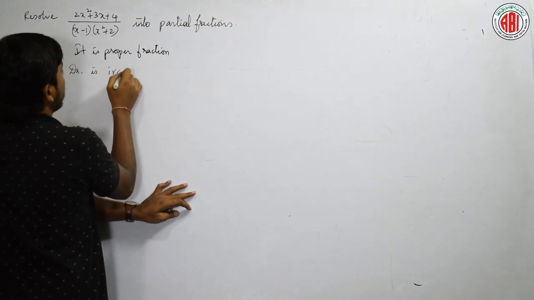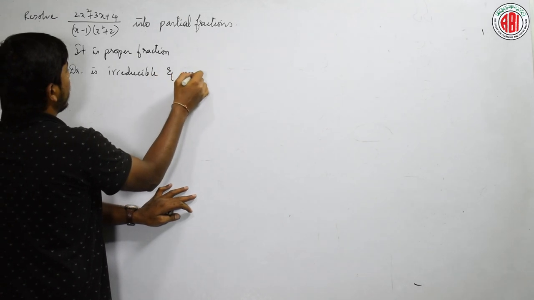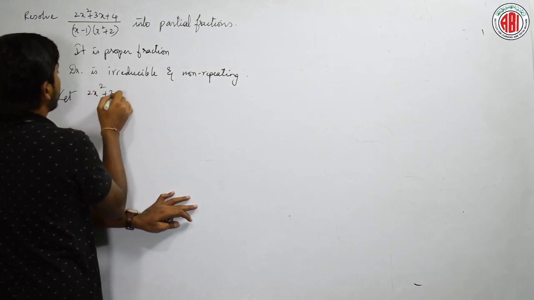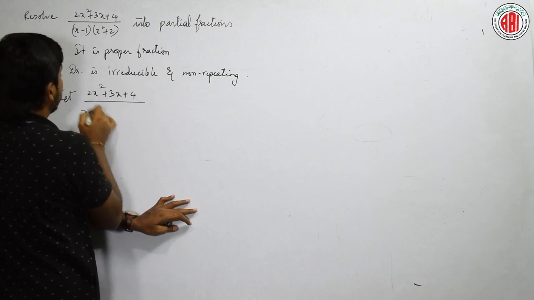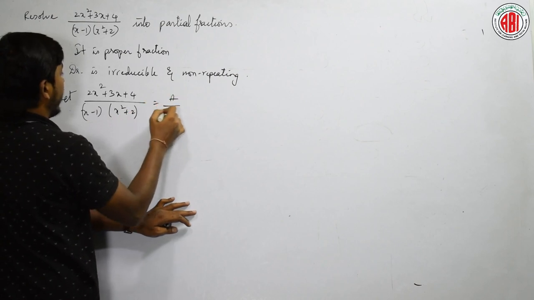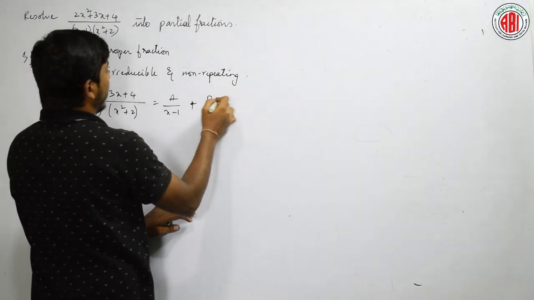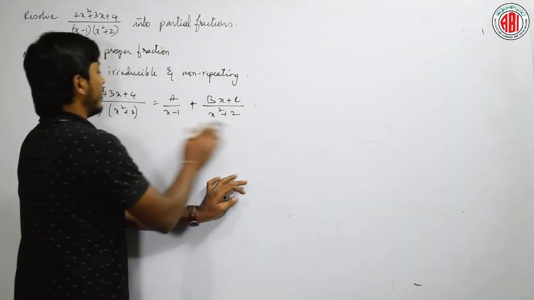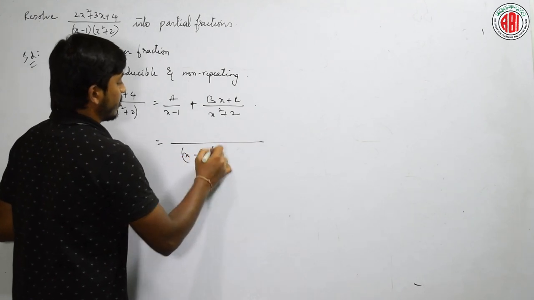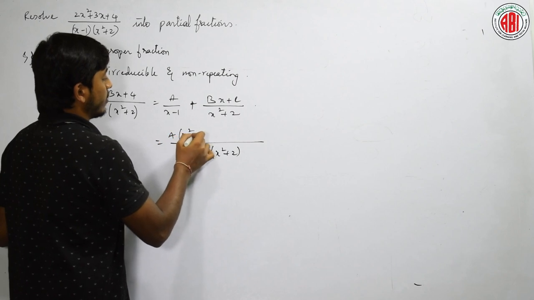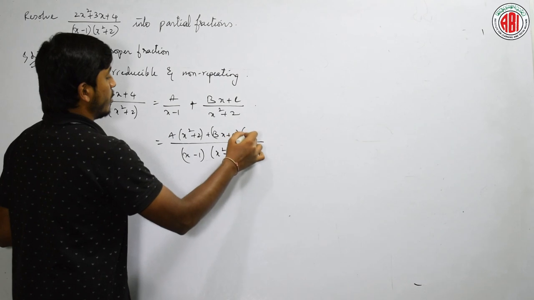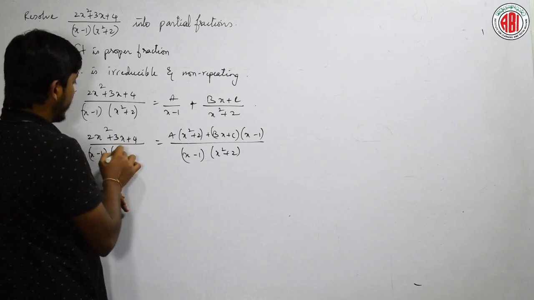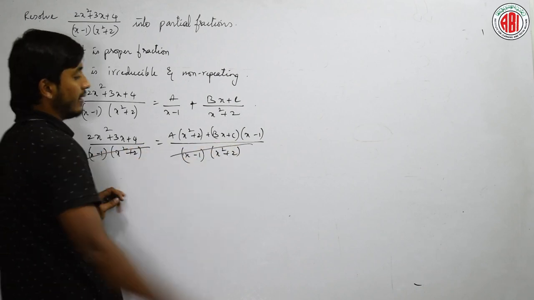Denominator is irreducible and non-repeating. So, I can write it as, let 2x square plus 3x plus 4 by x minus 1 into x square plus 2 is equal to a by x minus 1 is common. What about this term? It will be bx plus c by x square plus 2. Is it okay? So, let us simplify and cross multiply. x minus 1 into x square plus 2 into a by x minus 1, plus bx plus c into x minus 1, and here it is 2x square plus 3x plus 4 by x minus 1 into x square plus 2. These will get cancelled, isn't it?